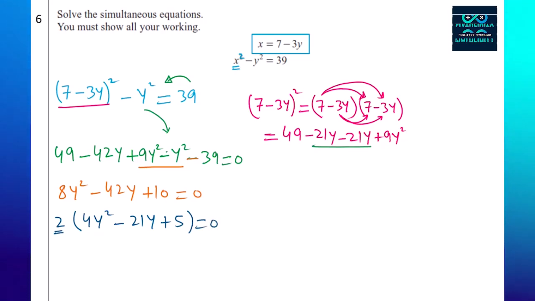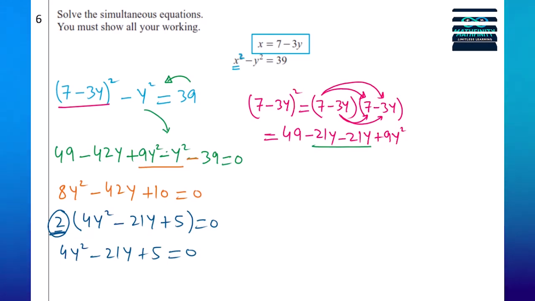When you shift this number to the other side, it will be 0 over 2, that is 0. Some students will write 4y square minus 21y plus 5 equal to 2. No, if this number is multiplying because of the bracket, when you shift to the other side, it should be in the division. So 0 over 2 equal to 0. So what you have to write, 4y square minus 21y plus 5 equal to 0. We got a quadratic equation. Now we will solve the quadratic equation by the normal method.